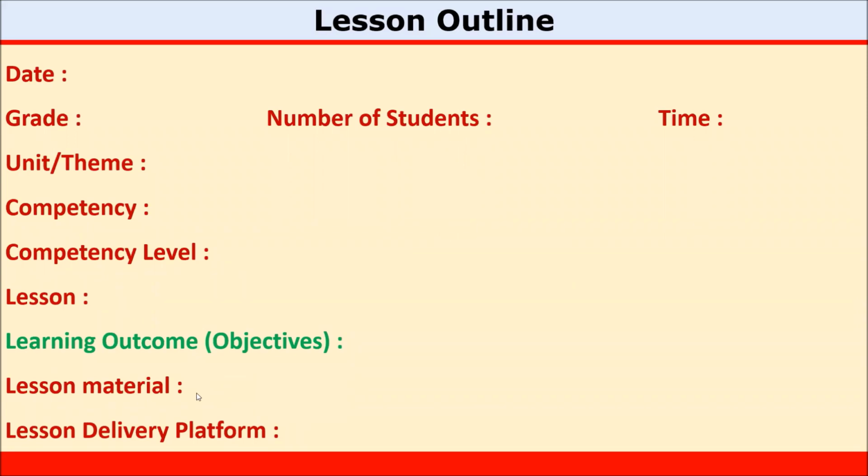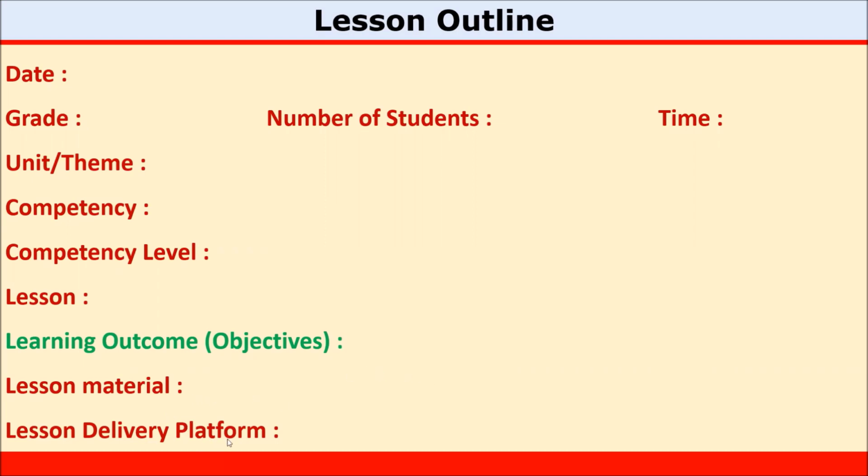Under lesson material, you want to mention here what the lesson resources are. It may be a textbook. When you are in a normal classroom, you can write down the textbook, whiteboard, those types of things. But in the online lesson, what are the lesson materials? The textbook you can also consider here. In addition to that, you want to mention all the other digital resources you are using during the online lesson period.